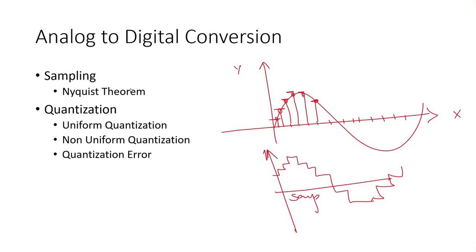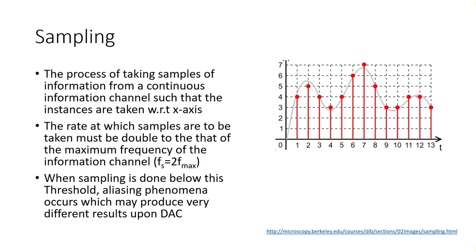Let's deal with these things separately. What is sampling and what is quantization? So this is in the process of analog to digital conversion. Sampling is the process in which the continuous information of the channel is taken like instances. So we take some pictures of the reading.